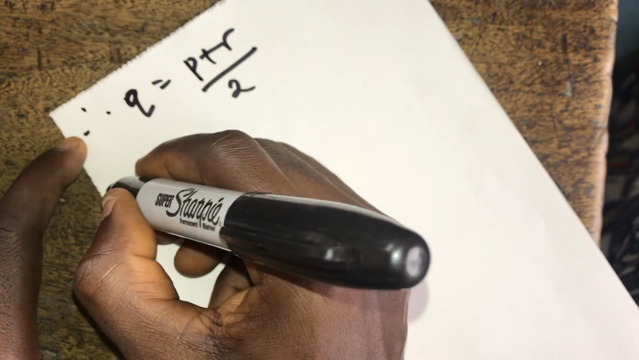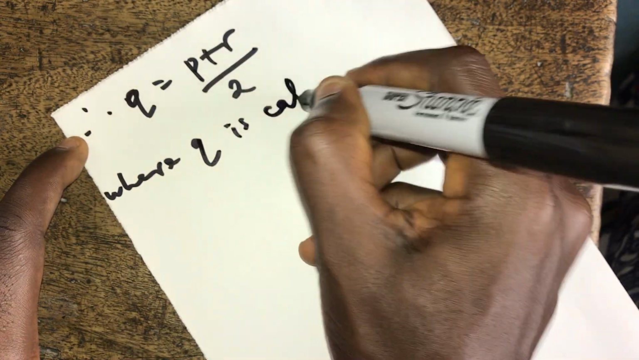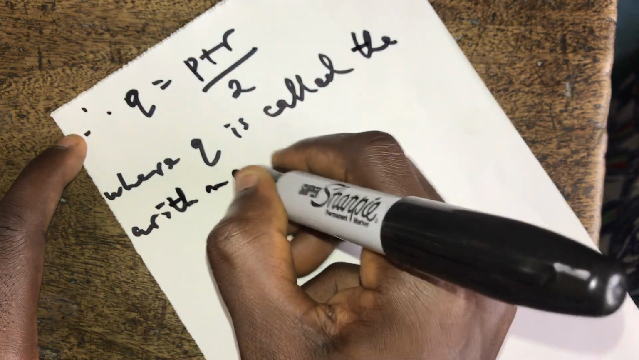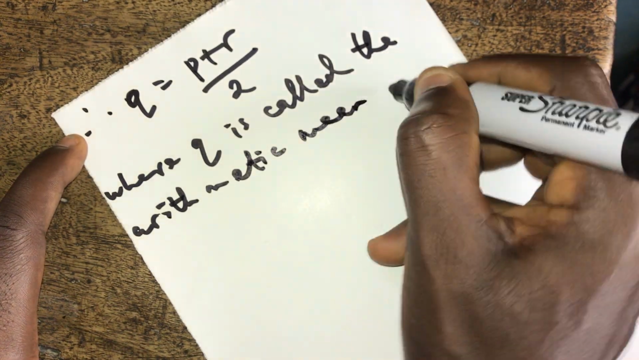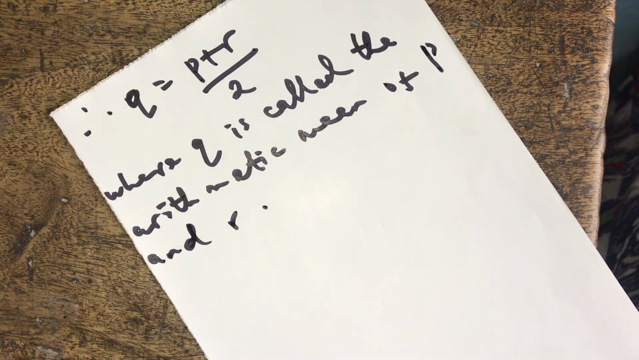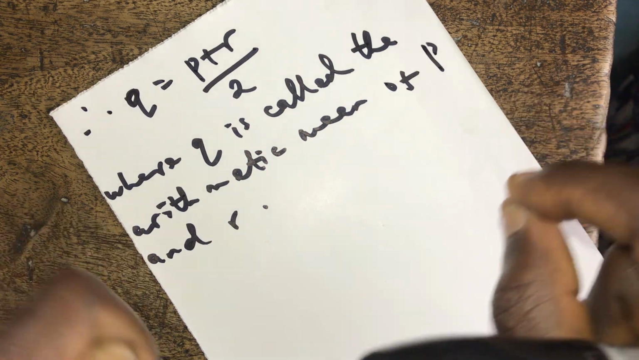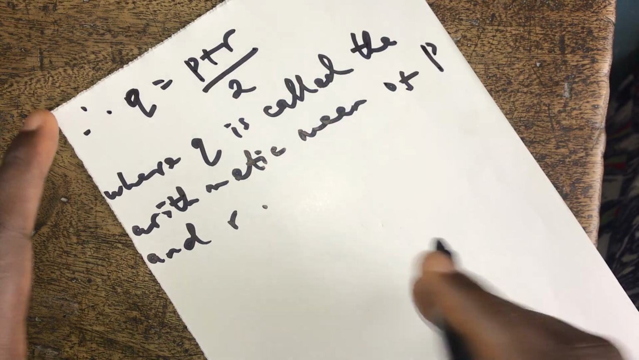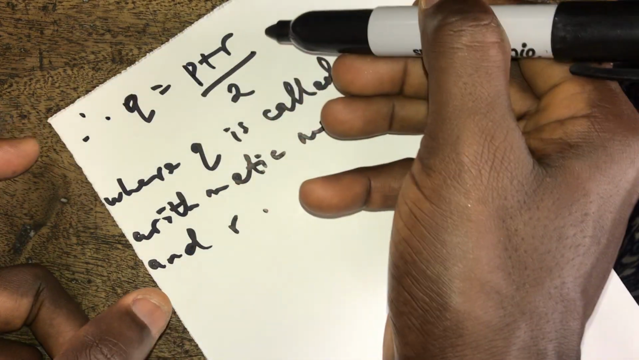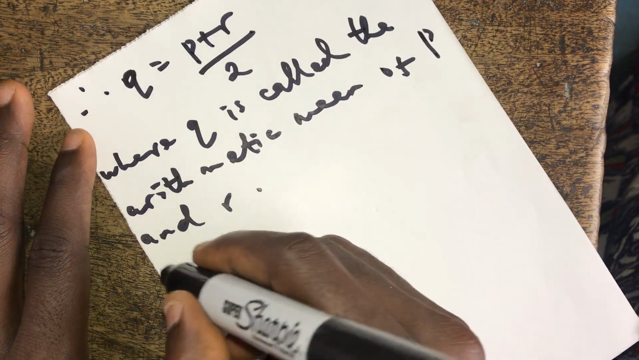and Q is called the arithmetic mean of P and R. So the term in the middle of any two terms of an arithmetic progression is called their arithmetic mean, and it's given by this definition: Q equals (P plus R) over 2, if P, Q, and R are consecutive terms of an AP. Now let's take a very simple example.